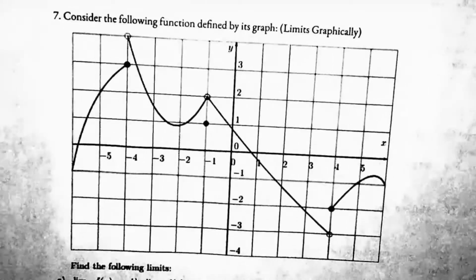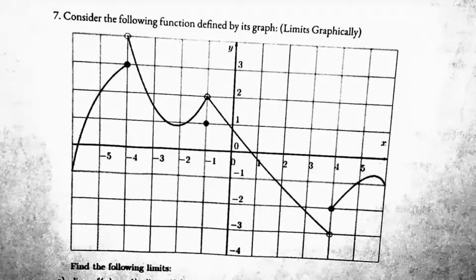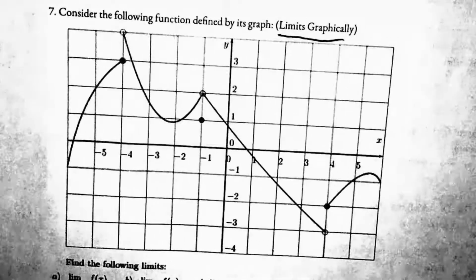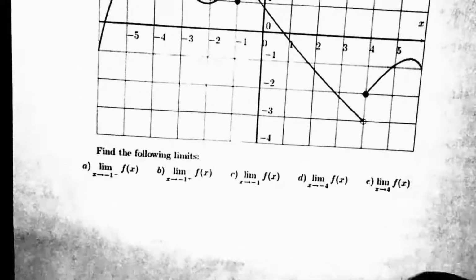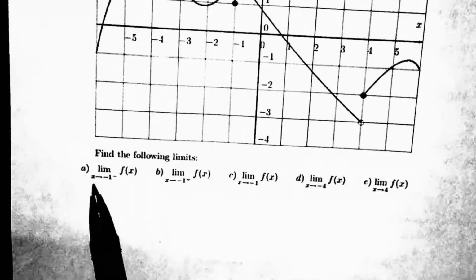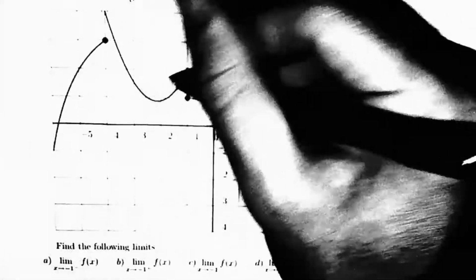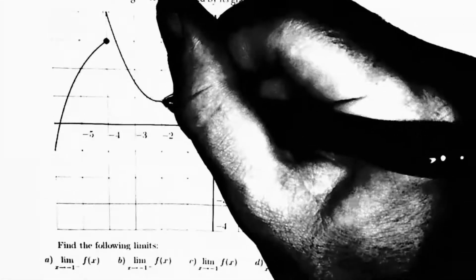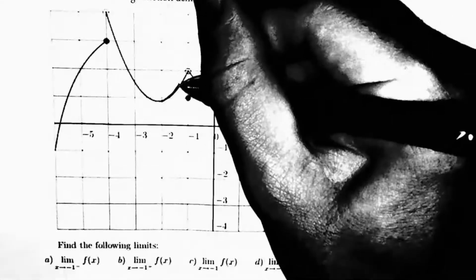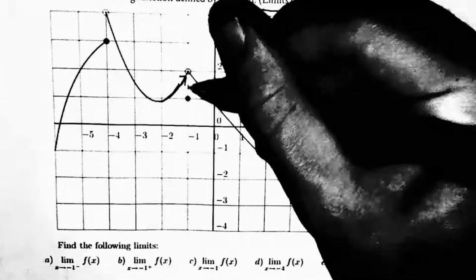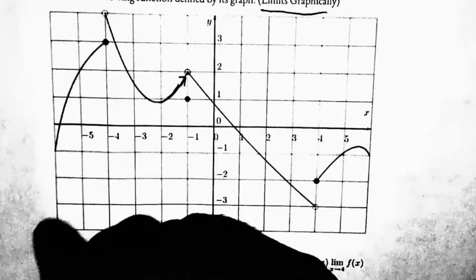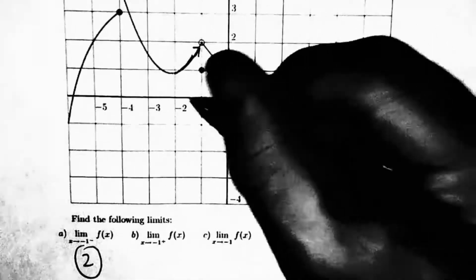Okay. All right. Consider the following function defined by the graph. This is limits graphically. Okay. Let's read through it. I want the limit. Again, you gotta know how to read the notation. Limit of the function as x approaches -1 from the left. I go to -1. I'm approaching it from the left. So let's move to the left of -1 and start coming towards it from the left. As I follow my function up, I'm approaching 2. This is 2.